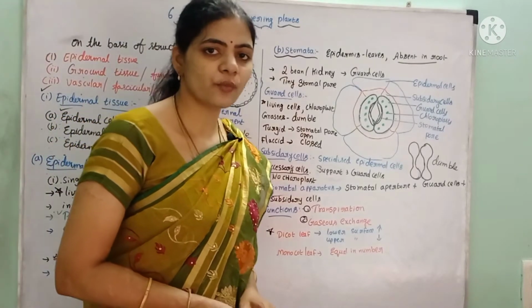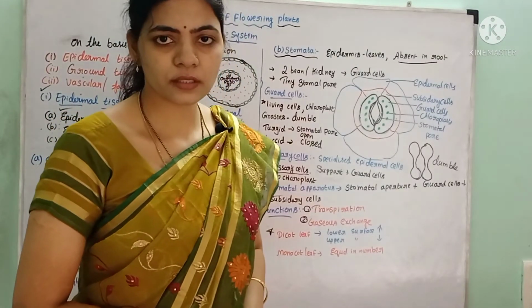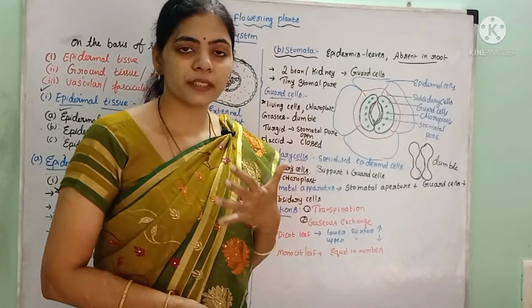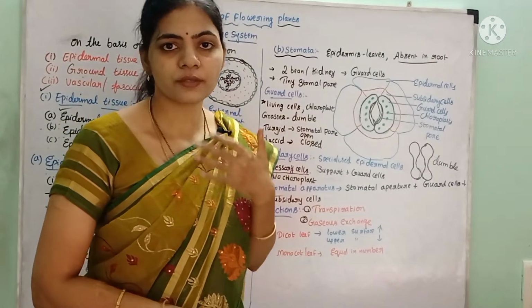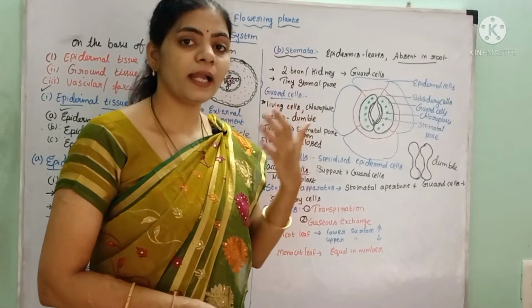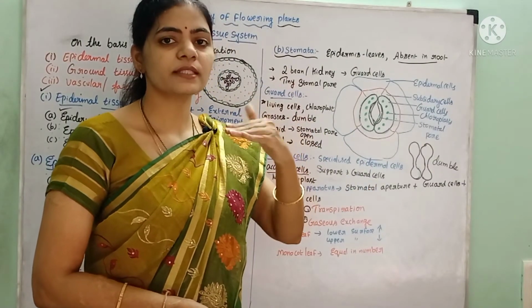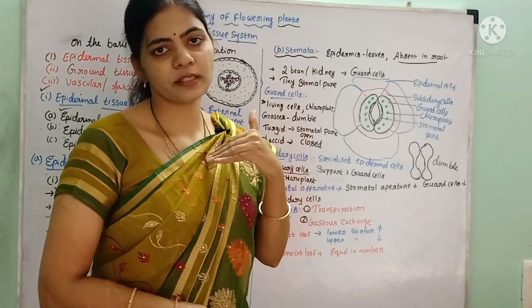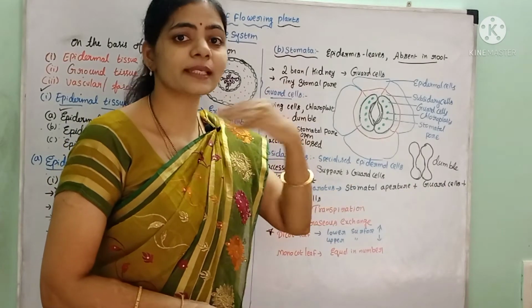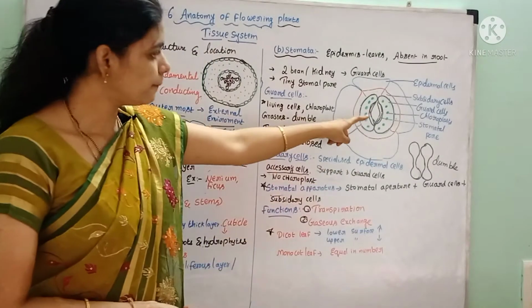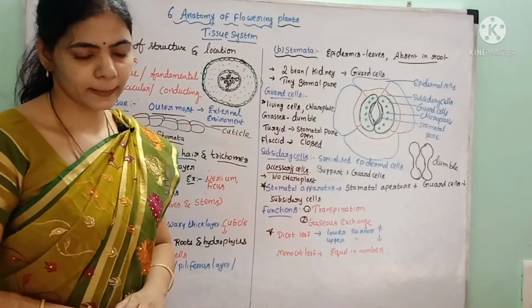And another one is the exchange of gases. Here, the plant requires carbon dioxide for its photosynthesis. At the same time, after photosynthesis, it releases oxygen. Right? The plant gets carbon dioxide from the external environment, and whatever oxygen is prepared will be released out. That means gas exchange takes place by means of the stomata only.